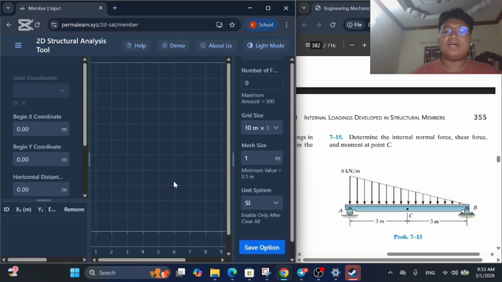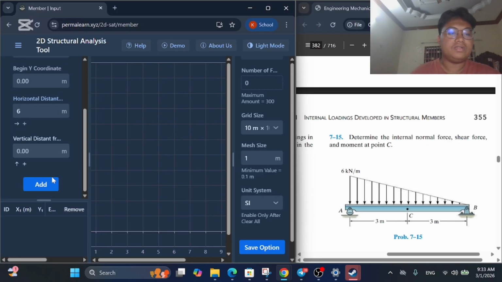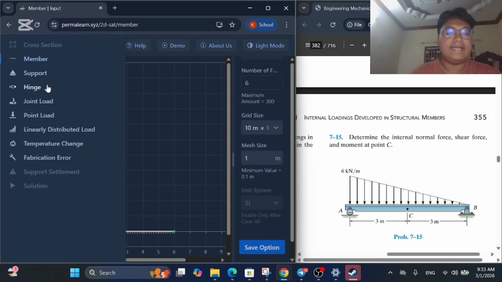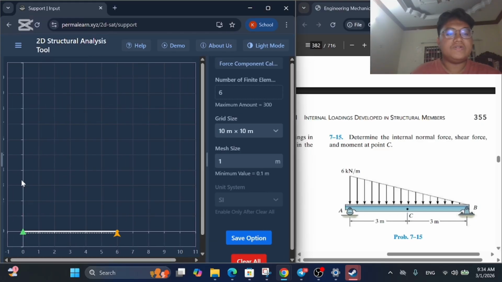So as you can see, our beam is 6 meter long. So we put the beam horizontal, and next we choose A and B. As we know, A is supported as a roller and B as a pin. So we choose a joint coordinate and we choose A and we choose support type as a roller and we add. Next we choose another point B and support type pin. As you can see, our beam is supported by a roller and supported by a pin.